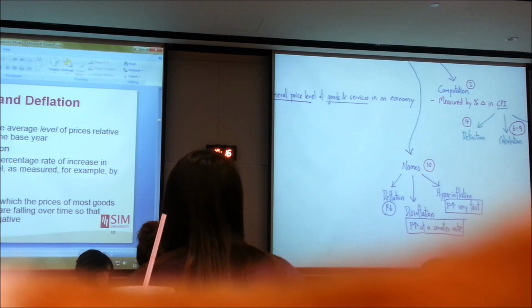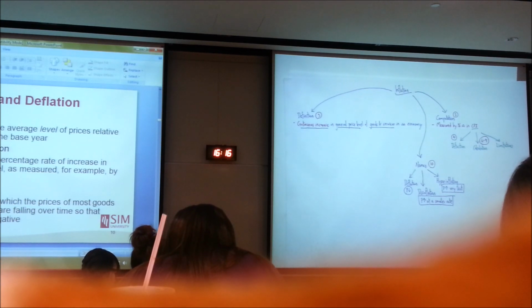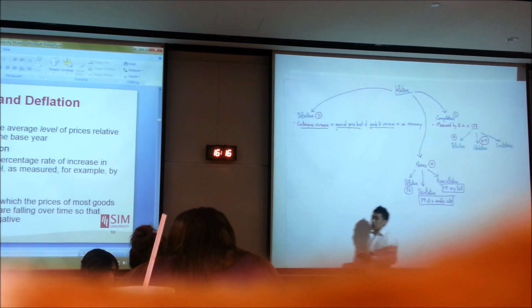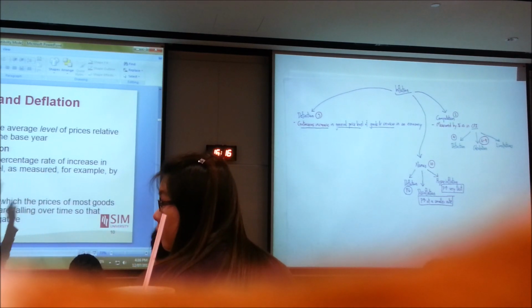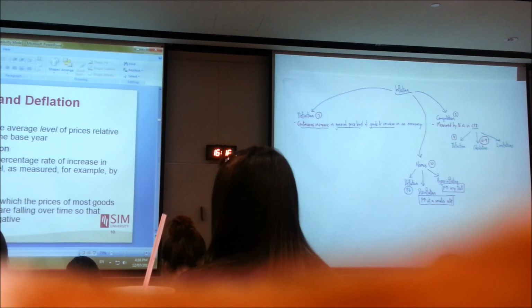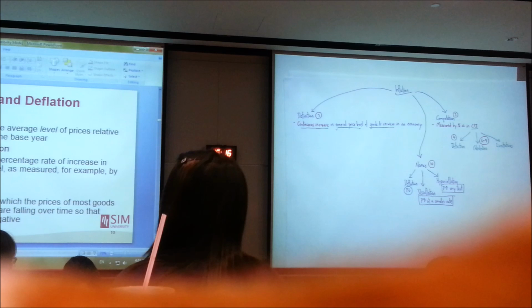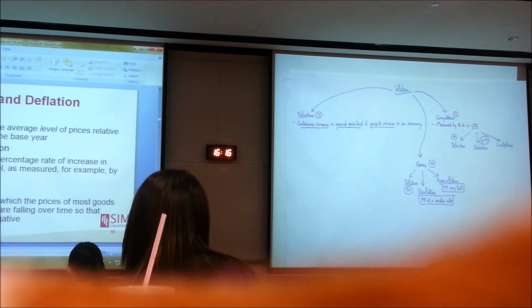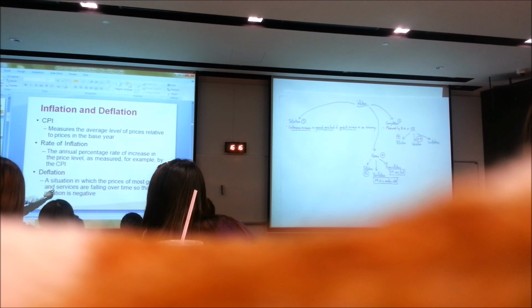Okay. So we have definition, names, and computation. 10 slides already. So you can see CPI measures the average level of price relative to price in the base year, the rate of inflation. Inflation typically is measured from an annual perspective. Annual, okay? 2008 was the inflation, 2009 was the inflation. Deflation is the situation where prices are falling. Understand? Prices falling is called deflation.